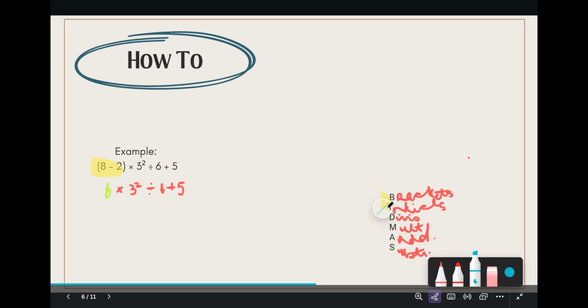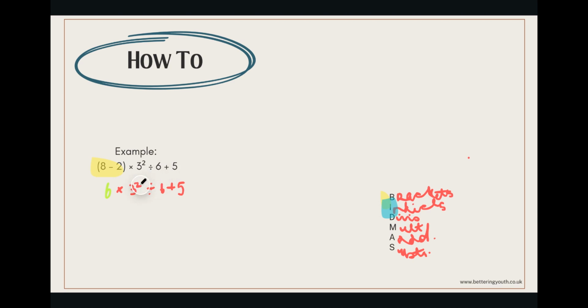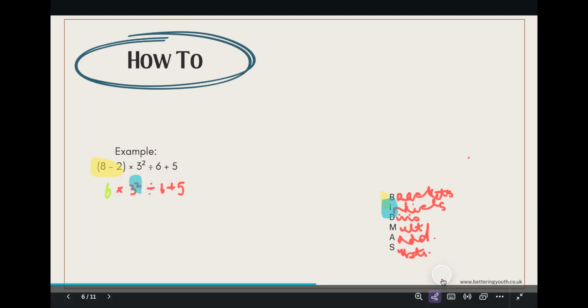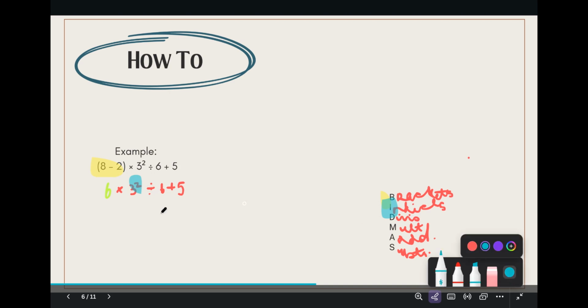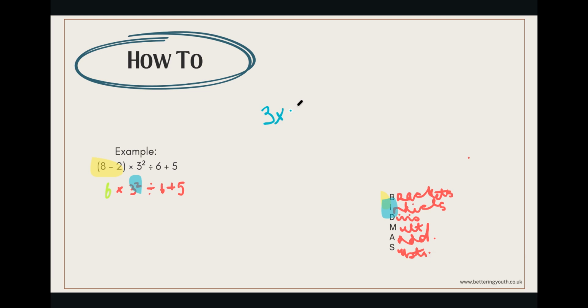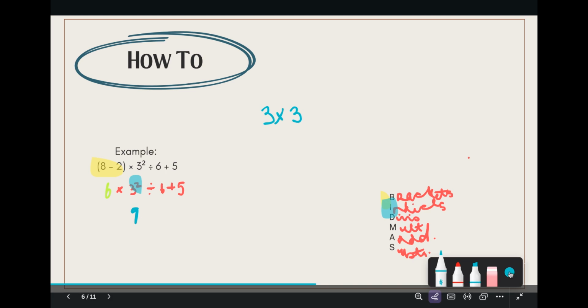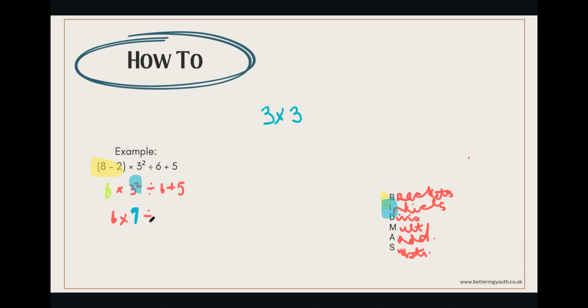So now we're looking for indices. Do we have any indices or exponents? Yes, right here. So what I'm going to do is I'm going to now solve for those indices. 3 squared. Well, remember, a square number is a number times by itself. So 3 times 3 is 9. So again, I'm going to go through and simply write out the rest of the equation that was already around my new number that I've solved.